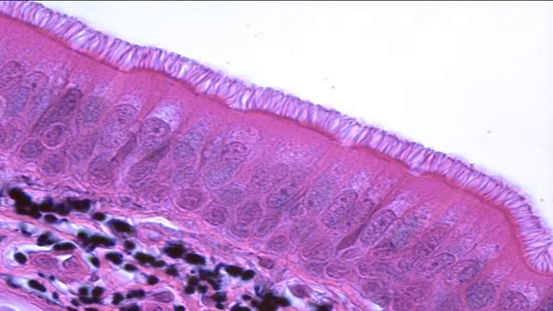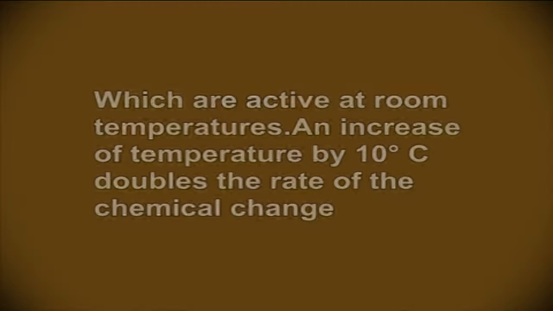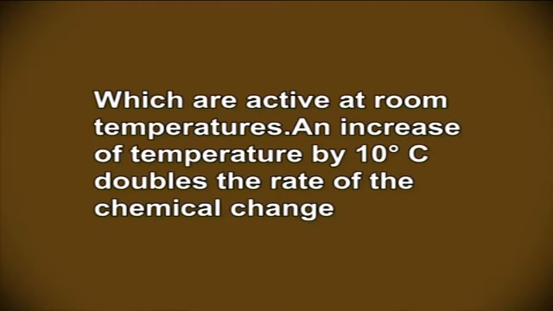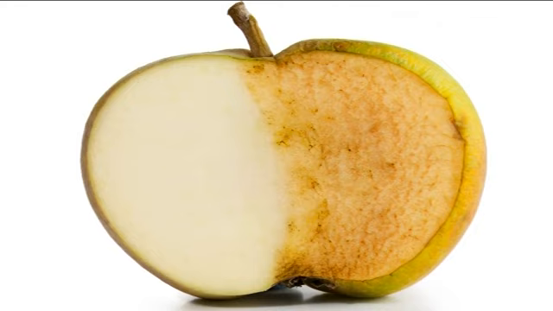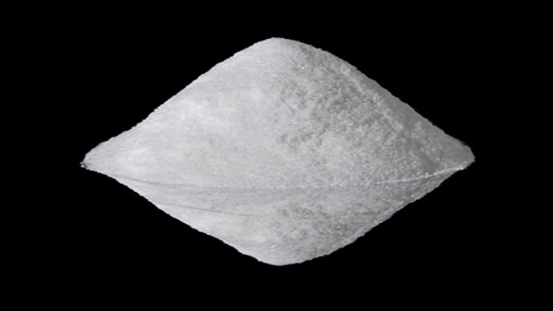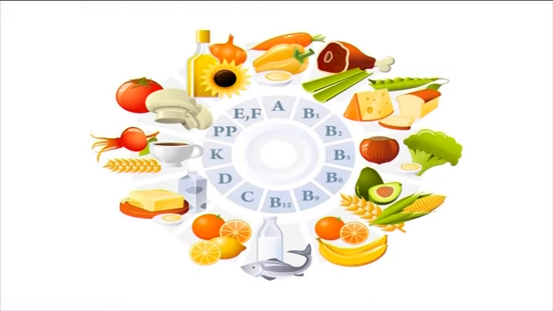Most of the plants and animal tissues contain enzymes which are active at room temperatures. An increase of temperature by 10 degrees Celsius doubles the rate of the chemical change. Rancidity of fat is an example of undesired oxidation, which leads to the deterioration in the flavor of foods. Oxidation also leads to the loss of ascorbic acid, an important vitamin required by mankind.